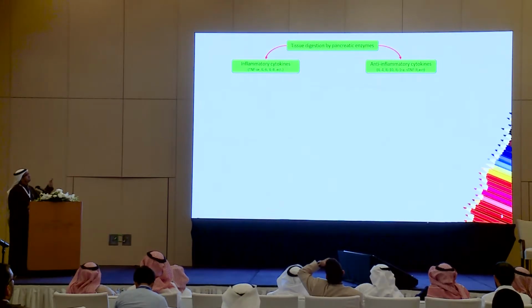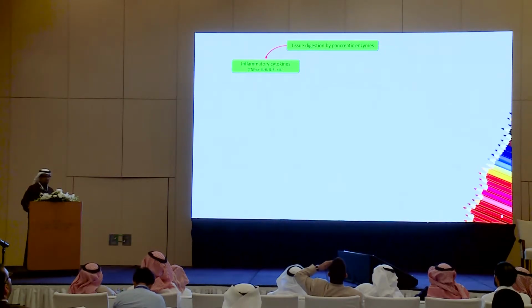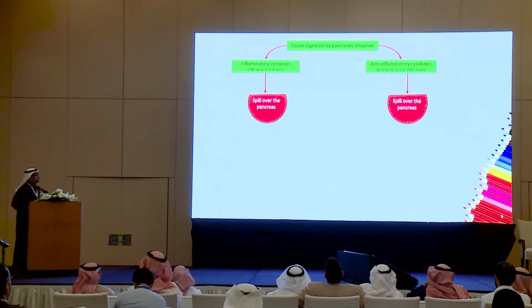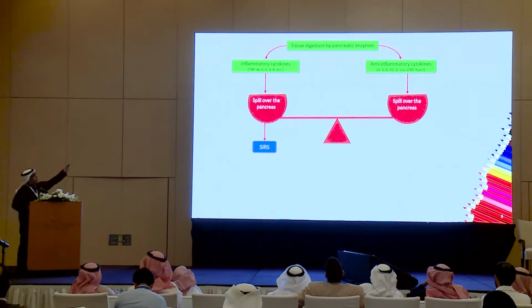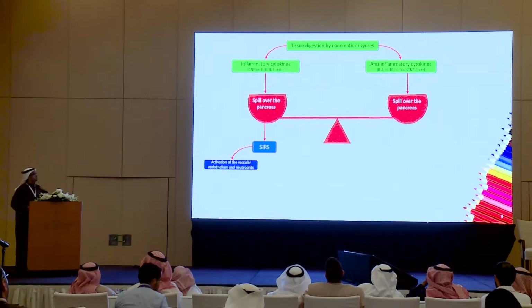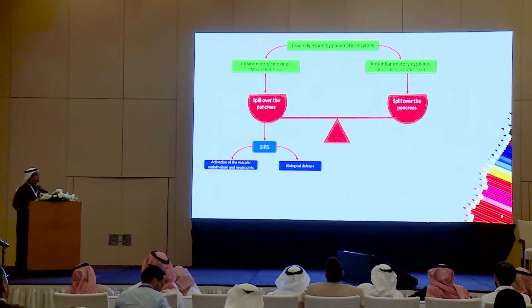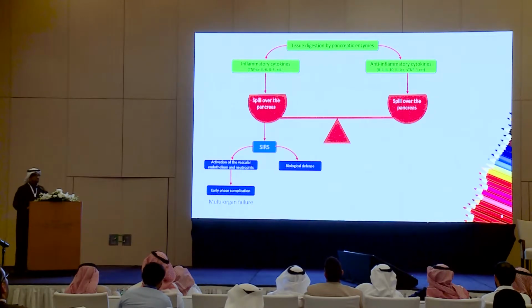acute pancreatitis. So we know there is tissue digested by the pancreatic enzymes. You will have a lot of inflammatory cells initially, a lot of inflammatory cytokines. On the other hand, to balance things, you will have the anti-inflammatory cytokines, and both actually will harm the pancreas more and more. All of this will go over the pancreas, and we have to balance this as much as we can. So the inflammatory cells will lead to the systemic inflammatory response syndrome, which will lead to activation of the vascular endothelium and neutrophils, and will help for biological defense, but usually this will lead to the early phase complication, which is multi-organ failure.